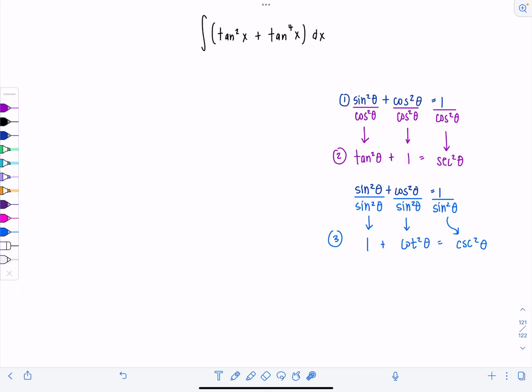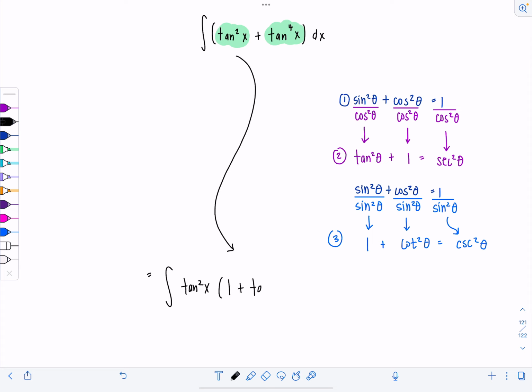Okay, so I'm looking here at this integral. Since we have tangent squared and tangent to the fourth, let me take out the greatest common factor, namely tan squared x. I'm hoping something cute will arise that I can simplify. If I'm taking out tan squared x, I'm going to be left with 1 plus tan squared x dx.